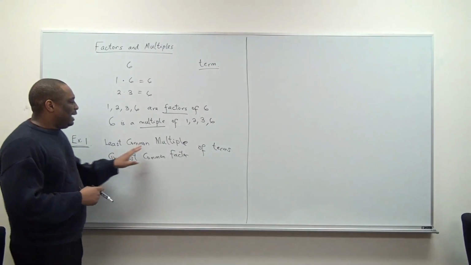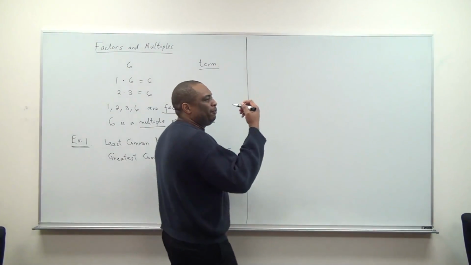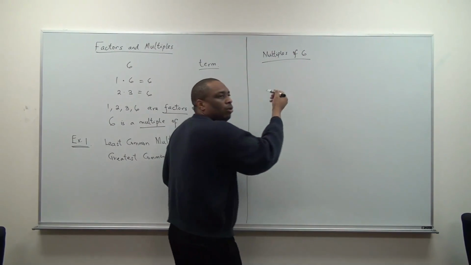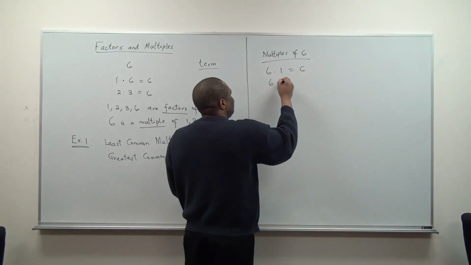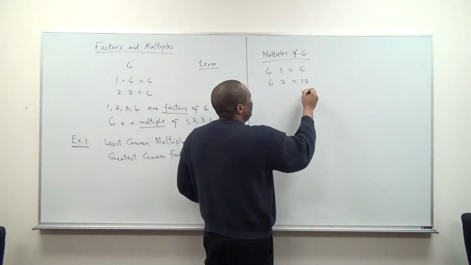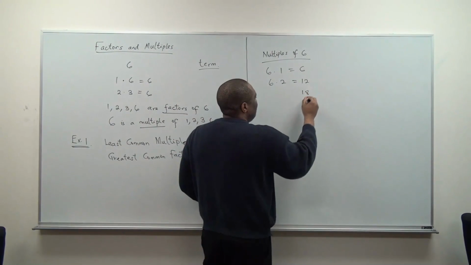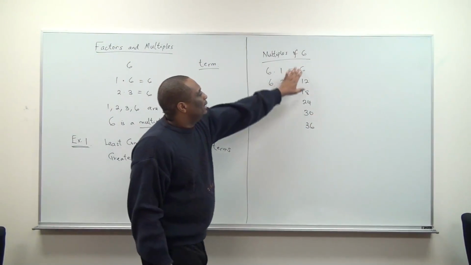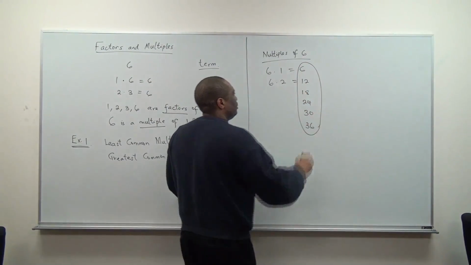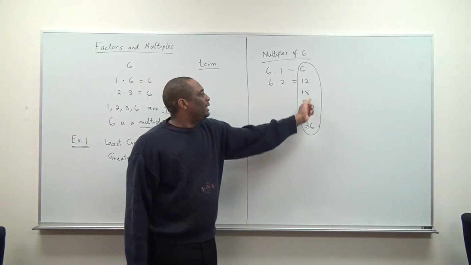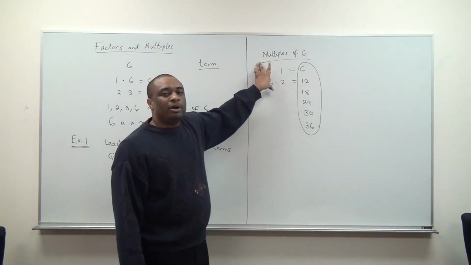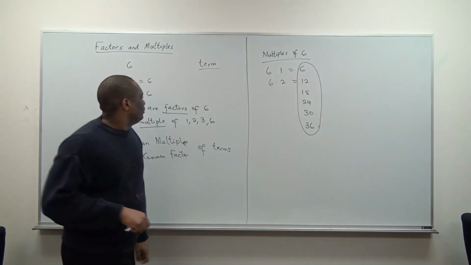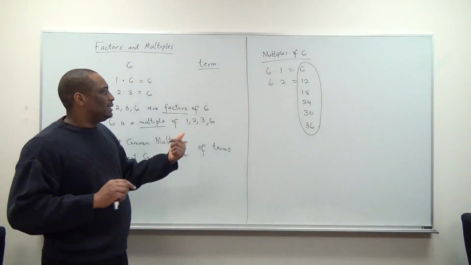This will help you. Now let's try with multiples. If you want to list multiples of 6, for instance, of course, 6 times 1 would be 6. 6 times 2 would be 12. 6 times 3 will be 18. 6 times 4 will be 24. 6 times 5 will be 30. 36 is 6 times 6, and the rest of them. These are called multiples of 6: 6, 12, 18, 24, 30, 36. But the least common multiple of 6 is 6.